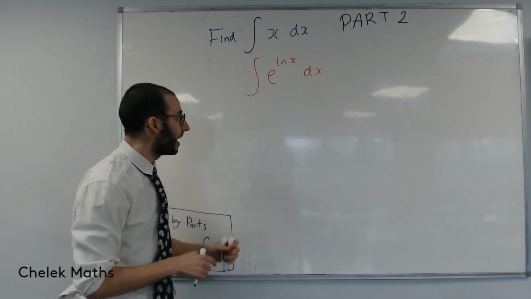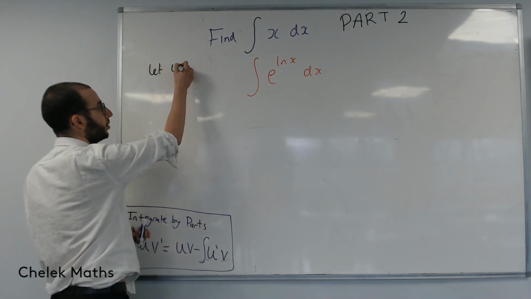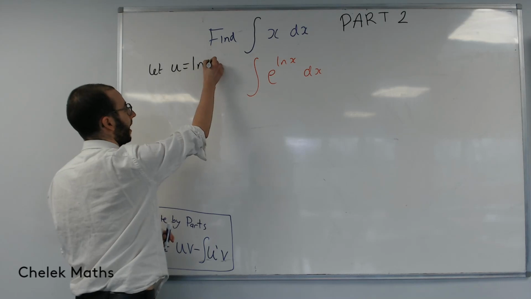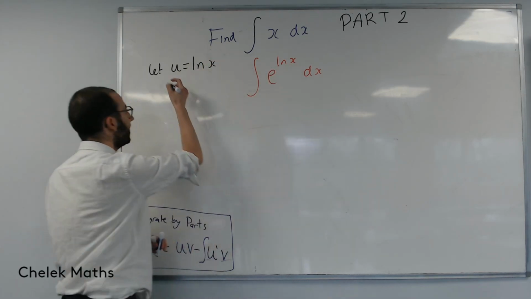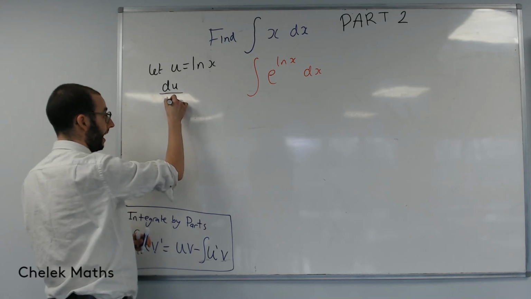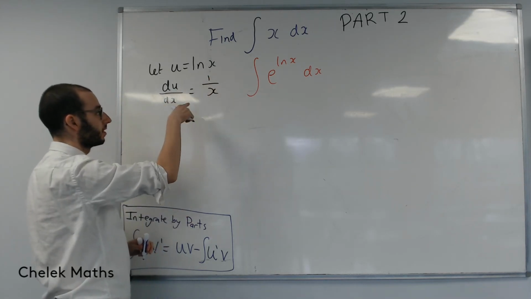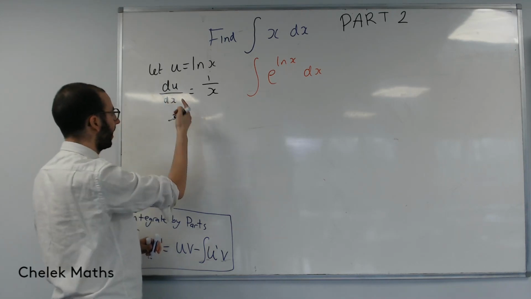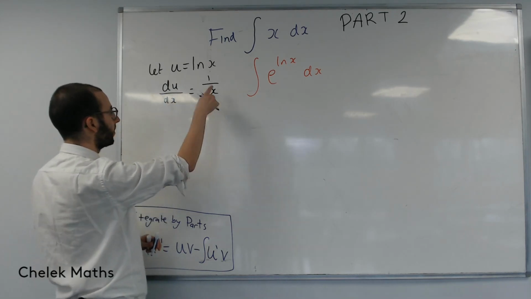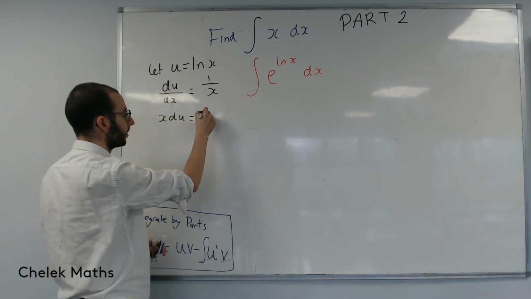And then we're going to use a clever u substitution. We're going to say let u equals ln of x, the thing up here. Then I'm going to differentiate both sides. So du by dx equals 1 over x. And then I'm going to rearrange this for dx there. So I can do that by dx equals x du.